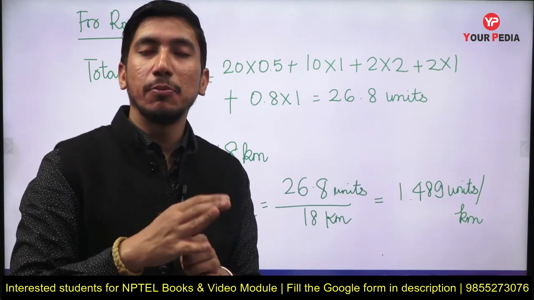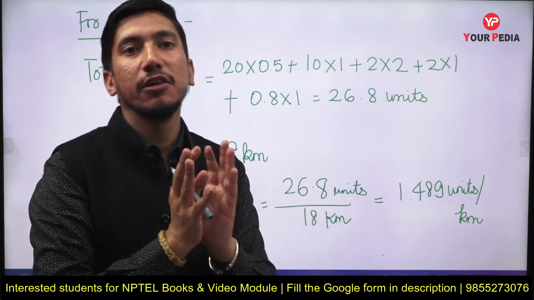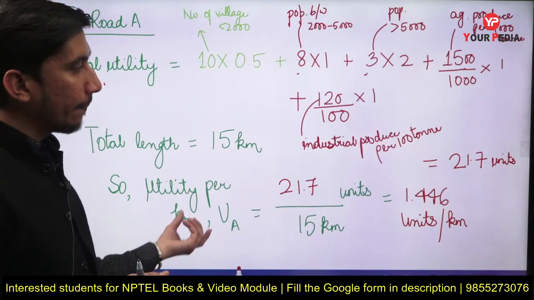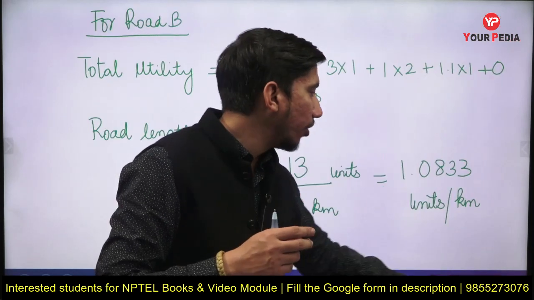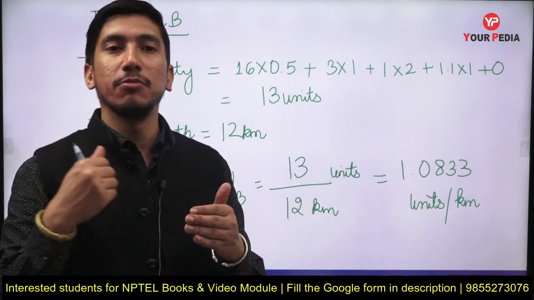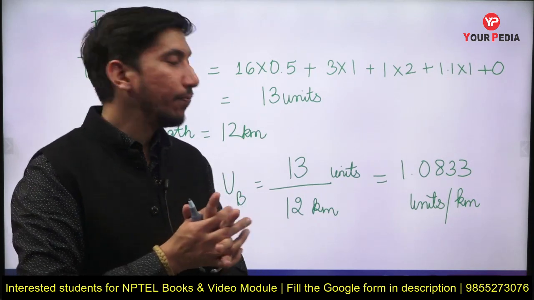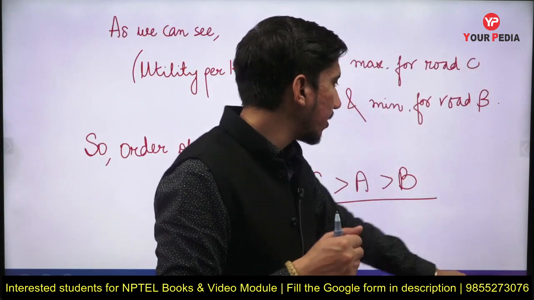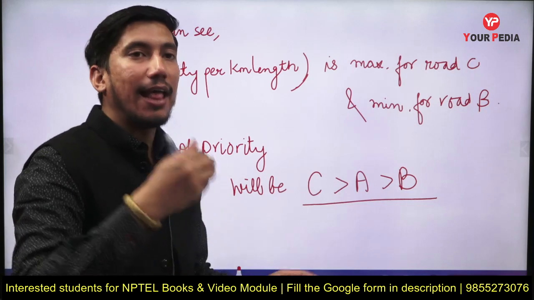So during the 5-year plan, first we will construct this particular road, funds will be diverted for this purpose, and then we will construct road number A, because it has the second highest utility per unit length, and then after that, if some funds are left, then we will construct road number B, because it has the lowest utility per unit length. So what is the order of priority? C will be more prioritized, then A, and then B.